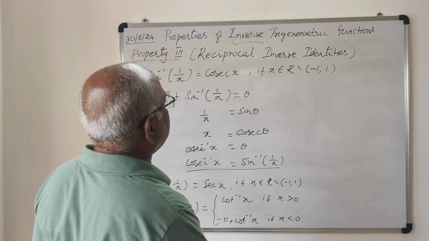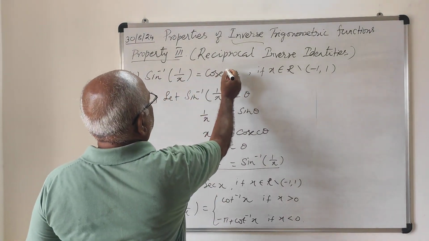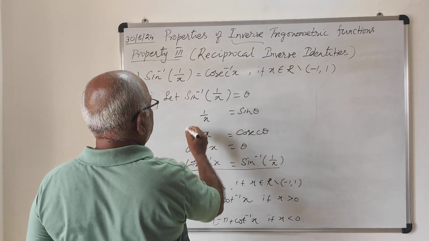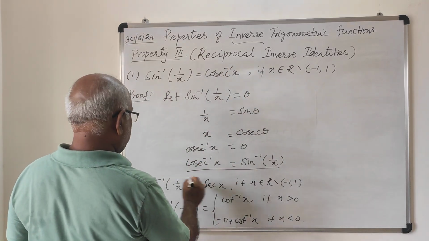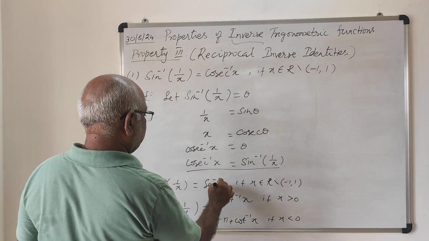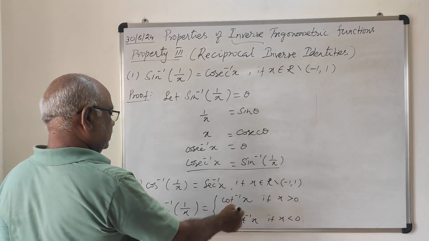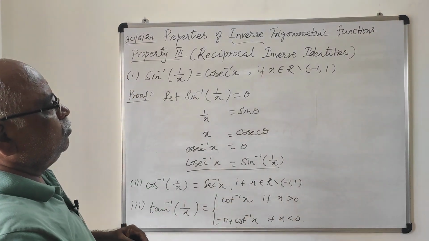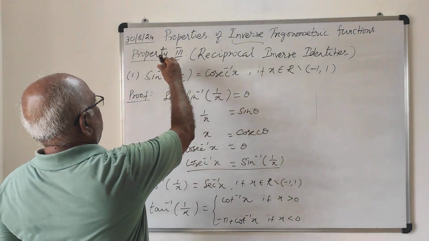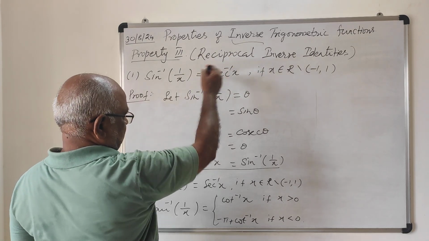The result is sin inverse 1 by x is cosecant inverse x. Similarly, cos inverse 1 by x is secant inverse x. Tan inverse 1 by x is this. Okay, small correction: sin inverse 1 by x is equal to cosecant inverse x.